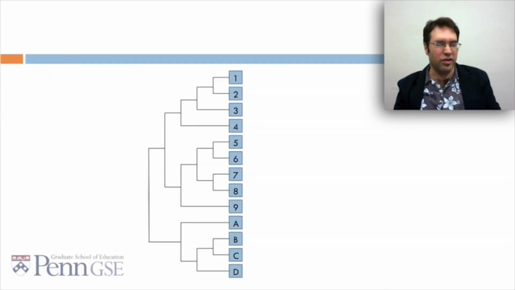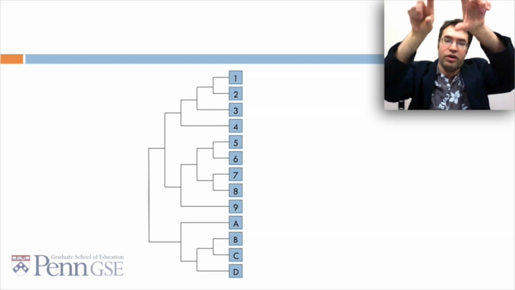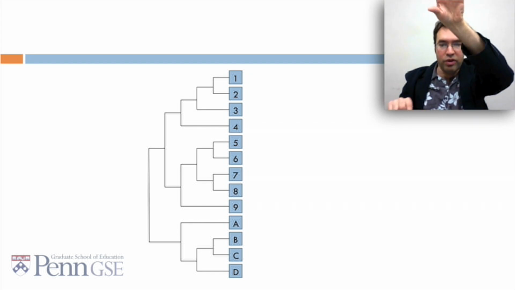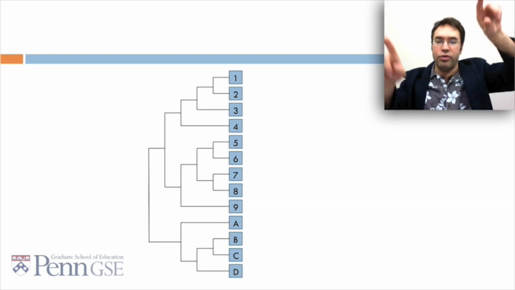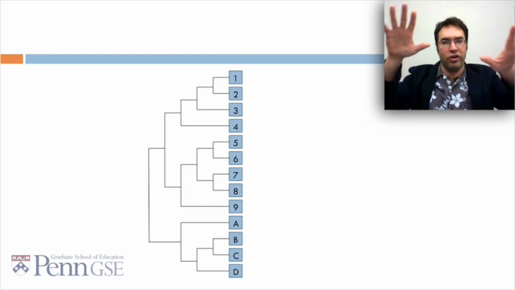Another way of looking at this is a dendrogram. So you'll see that 1 and 2 cluster together, and then those two cluster together with 3, and 1, 2, and 3 cluster with 4, and then 1, 2, 3, and 4 cluster with 5, 6, 7, 8, and 9, and then finally 1 through 9 cluster with A, B, C, and D. So this really allows you to see the full structure in your data.